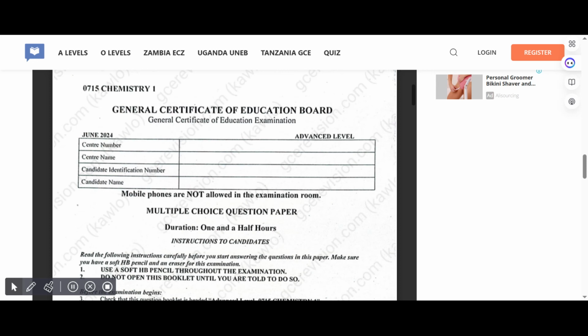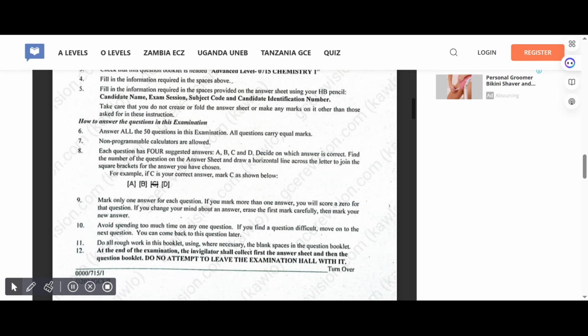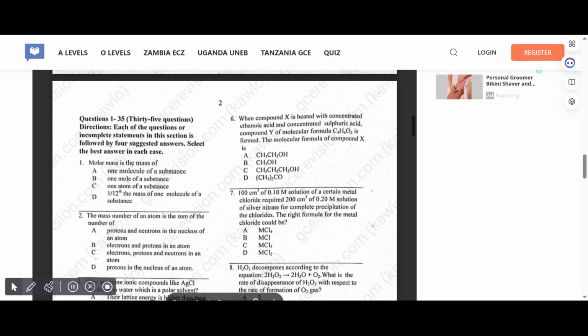Advanced level chemistry 2000 and, June 2024. So I'm going to show you all the multiple choice. We're actually doing the multiple choice here, so you're going to see all the multiple choice so that you prepare yourself very well for your exams. You can revise it after if you want to. So you can come back after and watch this video.